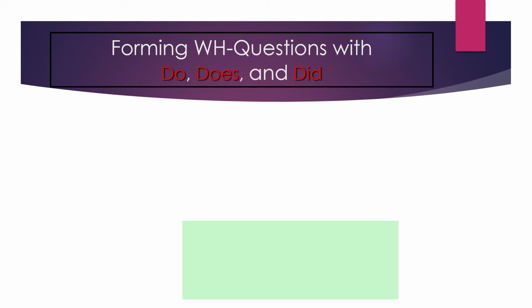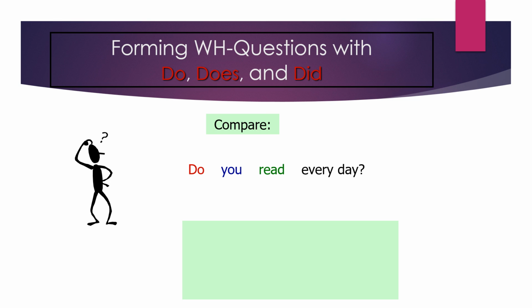Now, we're going to be looking at open-ended questions or WH word questions. Okay, they are also called information questions. And they mostly begin with a WH word. We're going to compare yes and no questions and information questions. So let's start with the first example.